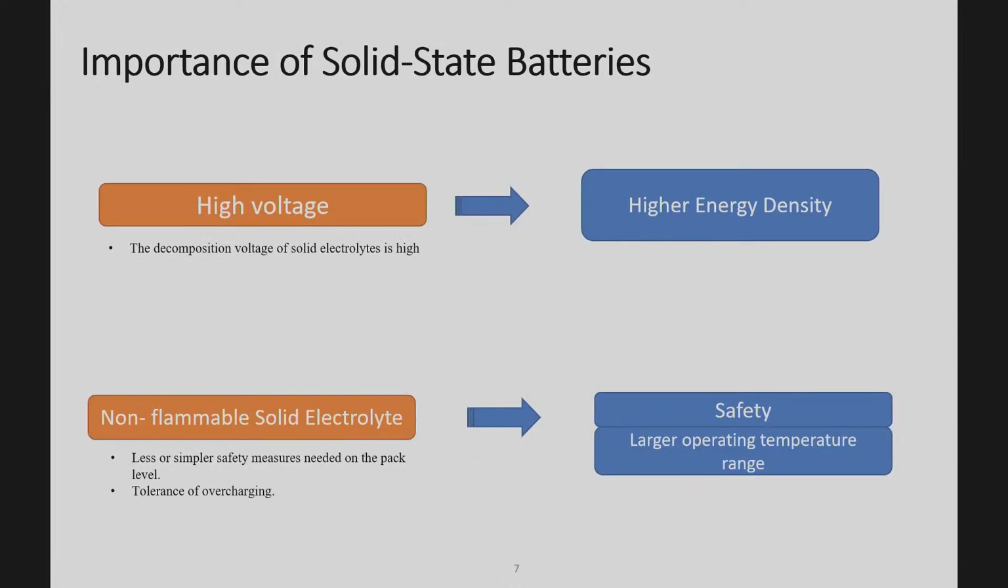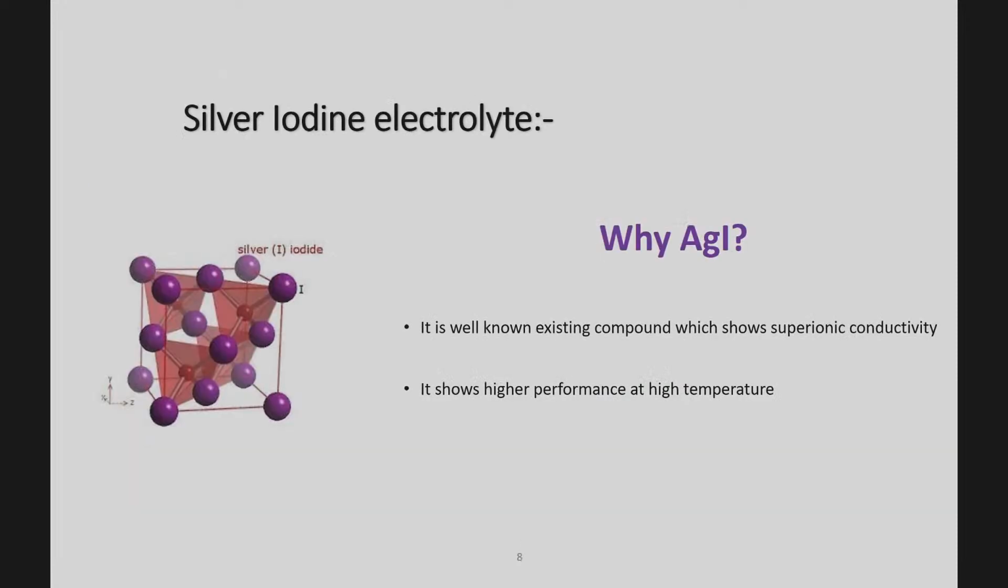There are many advantages of solid state electrolyte: it has very high energy density at high voltage, and it is made of non-flammable materials, so it is very good on safety. In our work, we are using silver iodide as an electrolyte, because it is the only well-known existing compound that has superionic behavior.